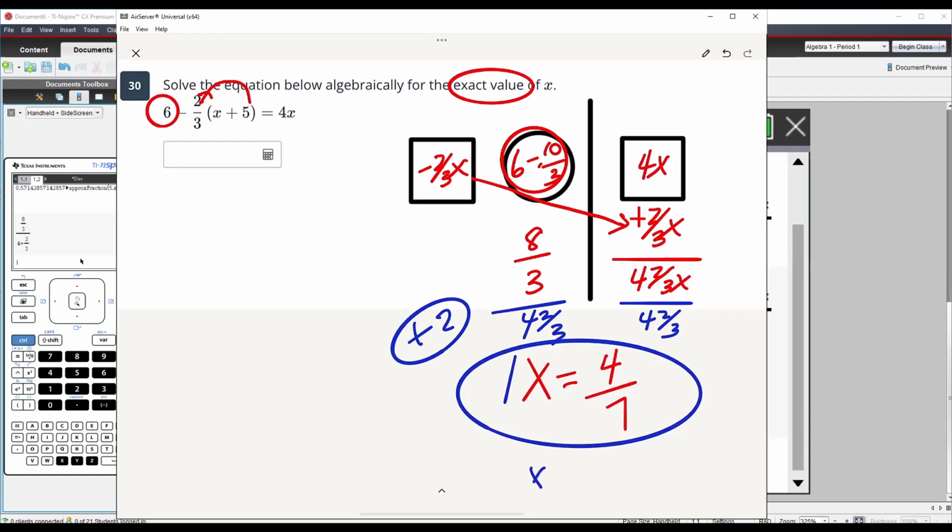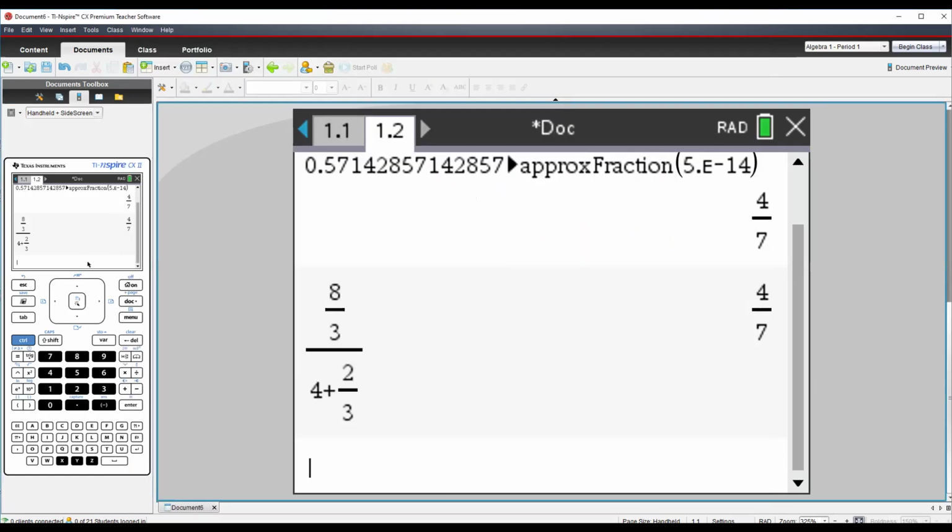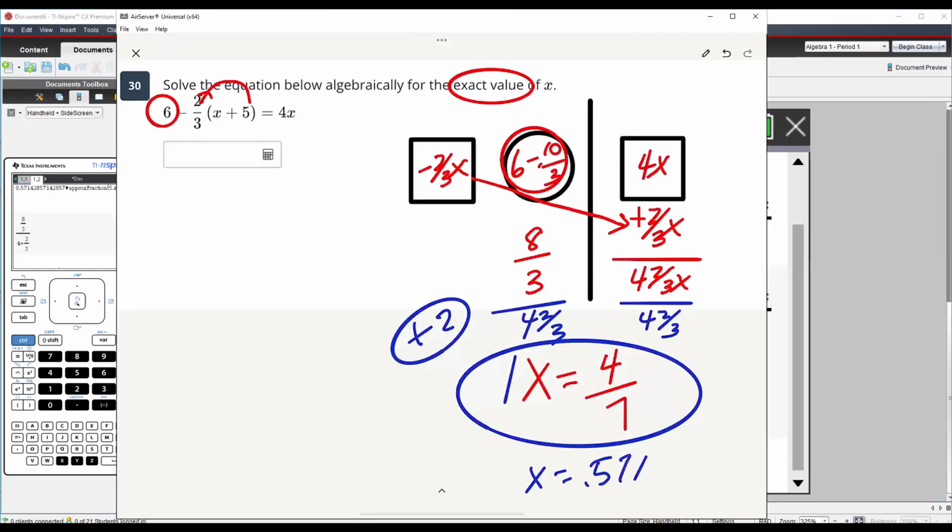Now, if you put this in as a decimal, what was the decimal? It was 5.571428, right? You would get 1 point because this is not an exact value. This is a decimal with a repeating decimal. So that's not exact. Exact means a fraction, so that's what you need to think of. Whenever you see this word exact, that means you need to make sure that you don't have a decimal, that it's a fraction.